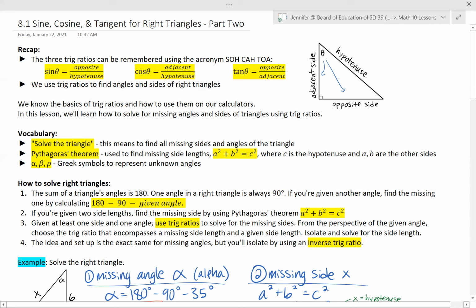In terms of finding side lengths, if you're given two side lengths, you can find whatever is missing by using Pythagoras theorem, a squared plus b squared equals c squared. But sometimes the problems aren't that simple and we don't have two side lengths or two angles. Sometimes you just might have one of each. And in that situation, we have to use trig ratios to solve for whatever is missing. And I'll go over these examples and details of how we use those trig ratios. But sometimes you also have to use the inverse, whether you're solving for an angle or a side.